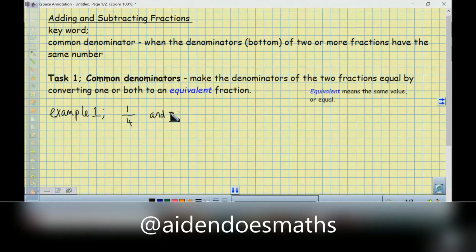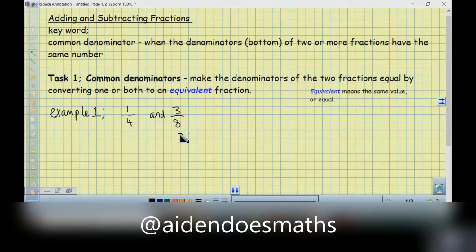And we've got 3/8. As we said, we want to make these have a common denominator. Now at the moment you can see the denominator for the first fraction is 4. The denominator for the second fraction is an 8. So they're not the same number. Okay, remember our keyword definition. We want the denominators of two fractions to have the same number.